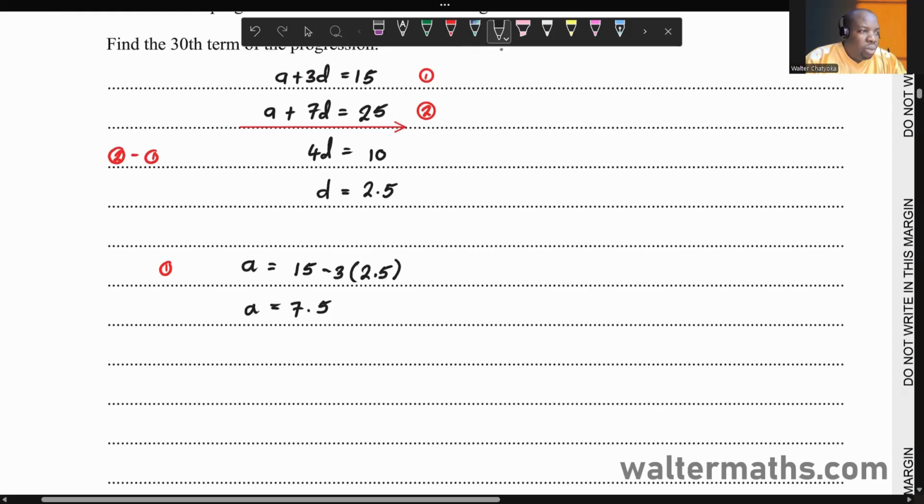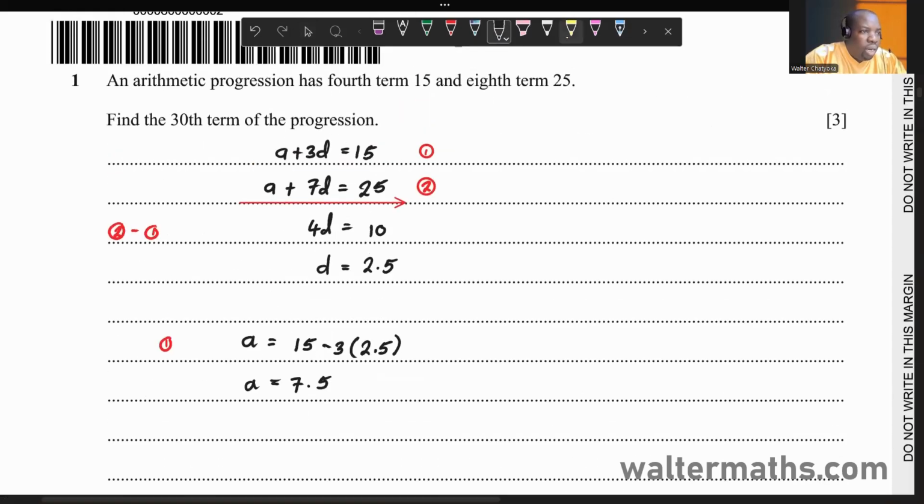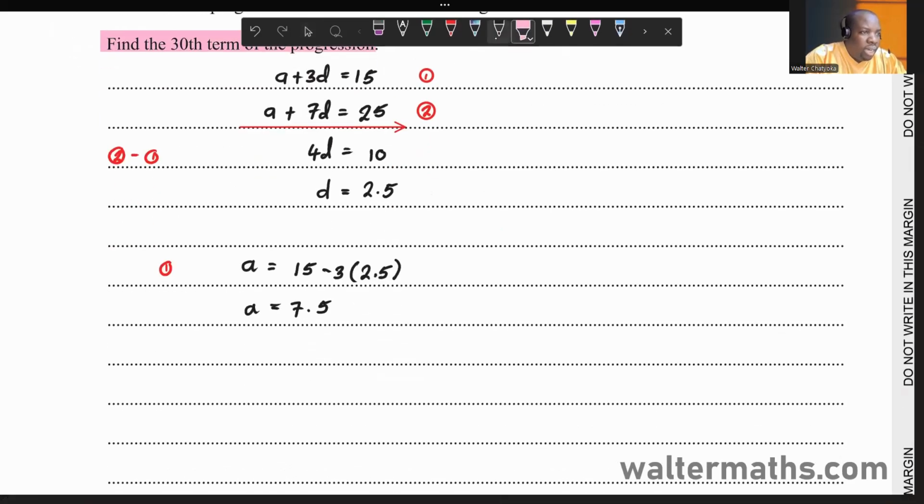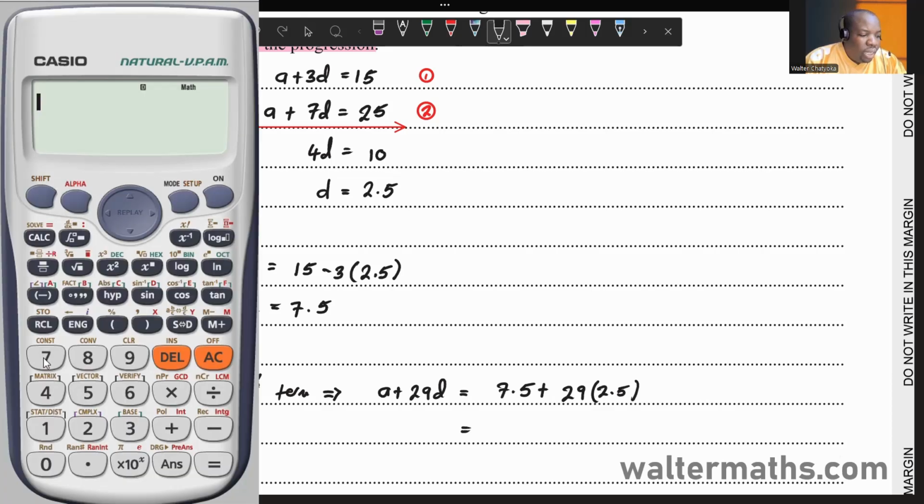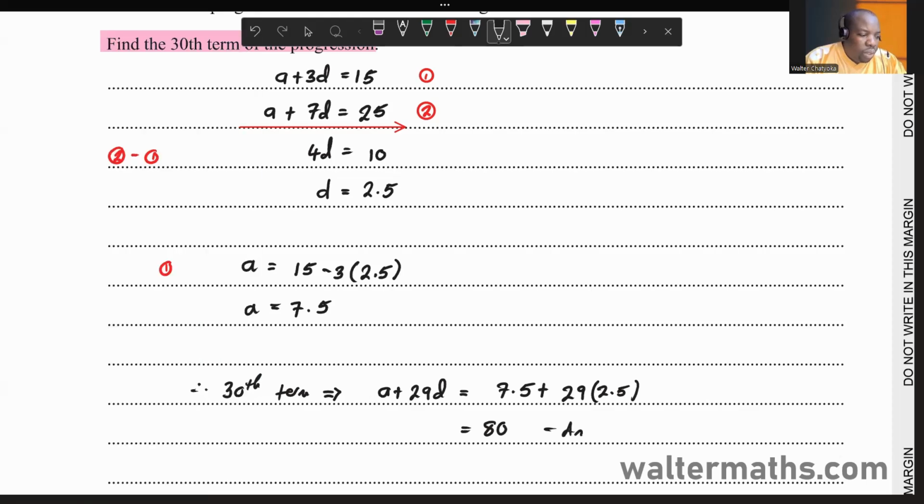So for us to get the 30th term, according to what they ask here, they say we should find the 30th term. Therefore, the 30th term, which will be A plus 29D, will be equal to A is 7.5 plus 29D. So that's 29 of 2.5. If we do the calculation here, we will get the answer as being 80. So that's how we do it here.